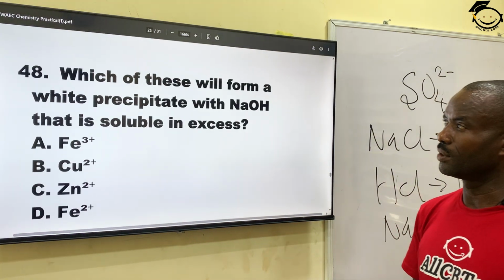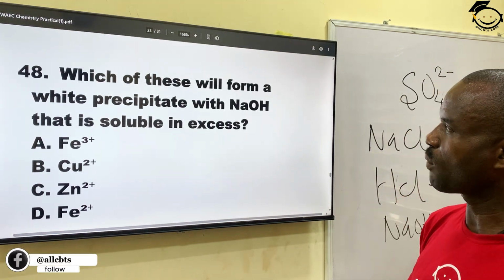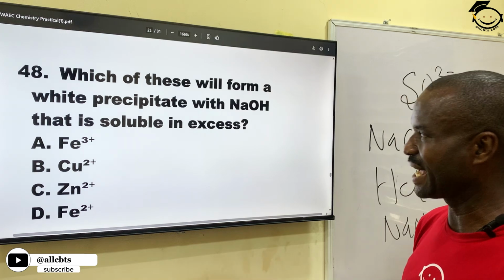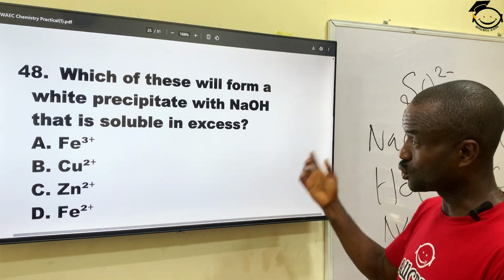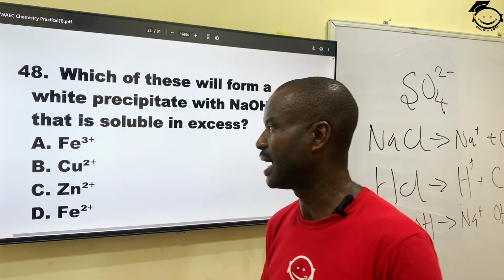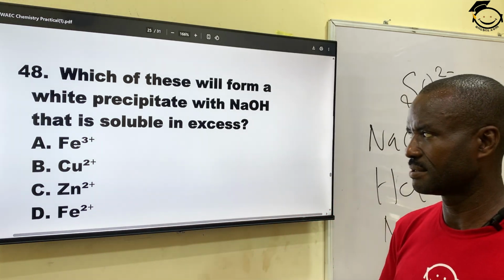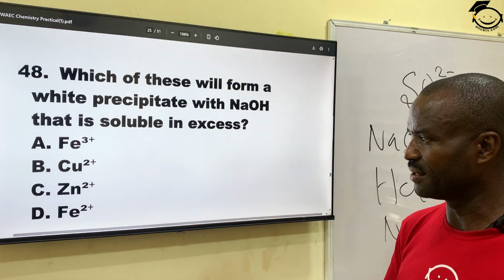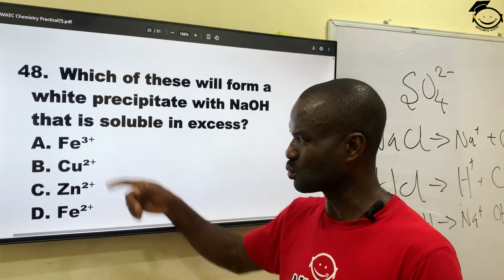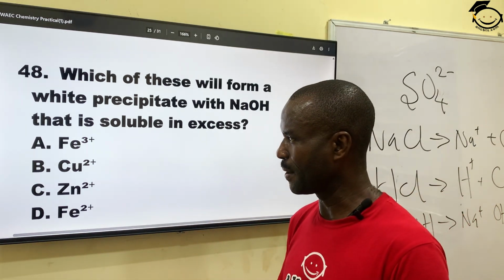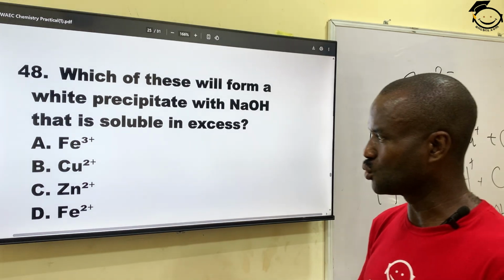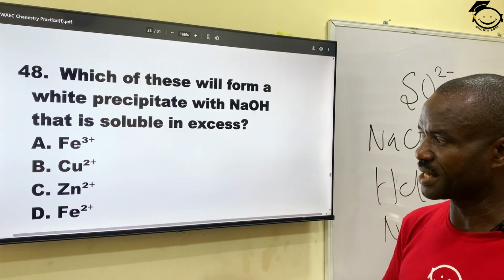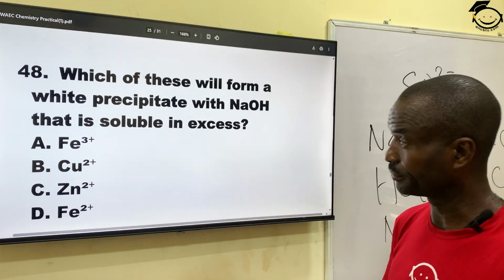48. Which of these will form a white precipitate with sodium hydroxide that is soluble in excess? Meaning a white precipitate that is soluble in excess. Mind the white. A. Iron 3 ion, copper 2 ion, zinc ion, and iron 2. All these will show color except zinc. Zinc 2 ion is a white precipitate that is soluble in excess. So the correct answer is zinc ion.